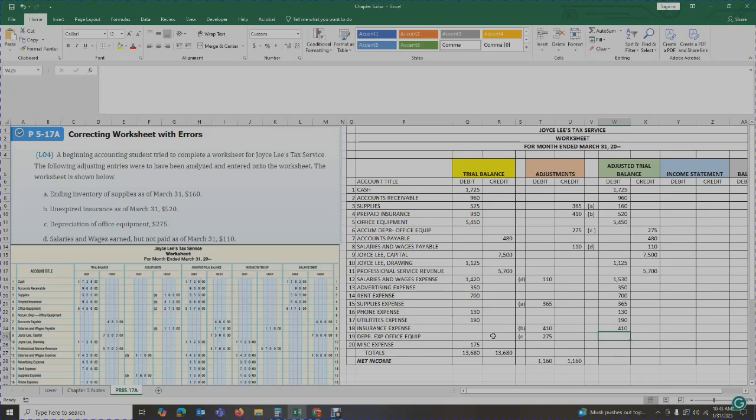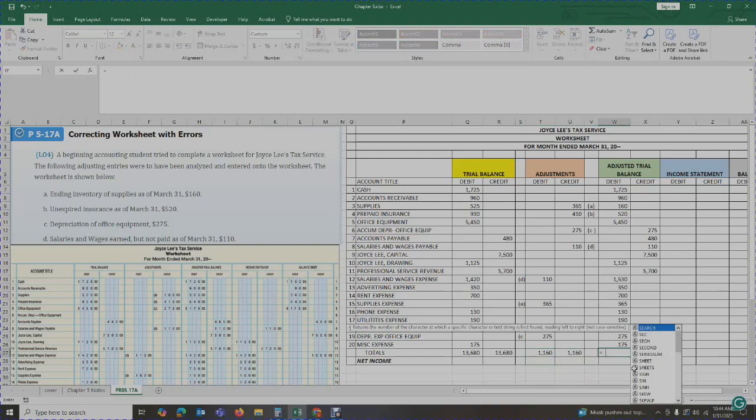Depreciation expense office equipment, we had 0. Now we have 275. We're going to carry that forward. And last but not least, we've got miscellaneous expense. We have a debit of 175. Okay. So that is the last entry we have. Let me copy my totals over here.